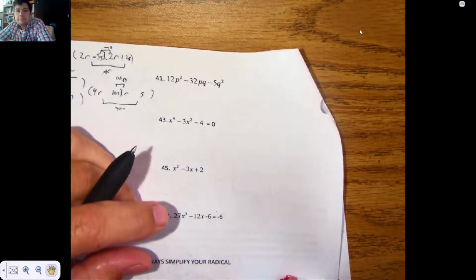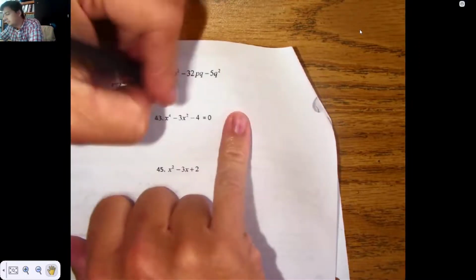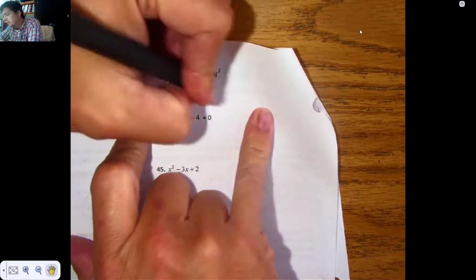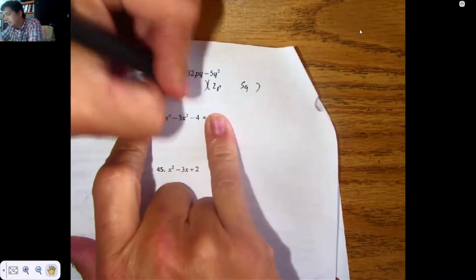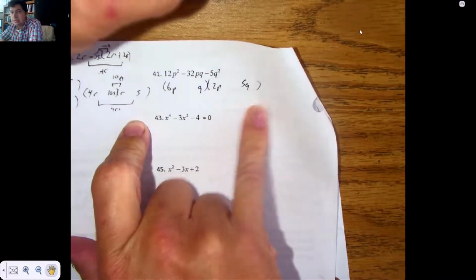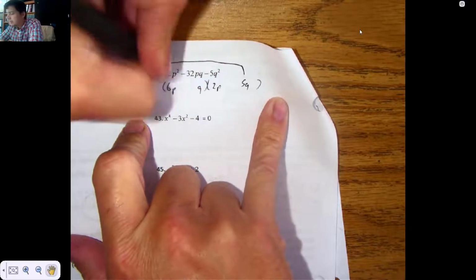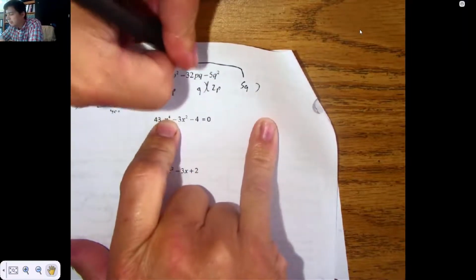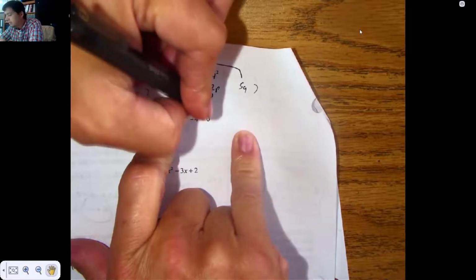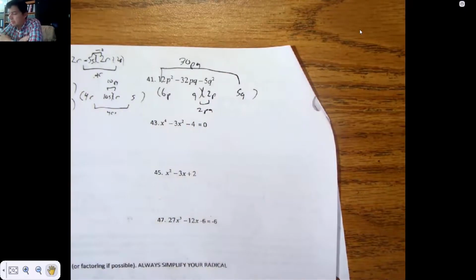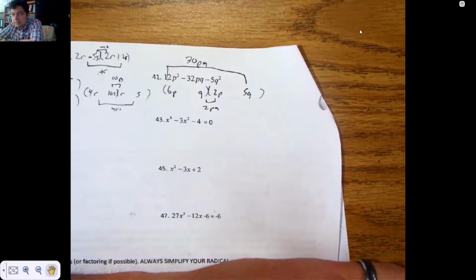41, we'll just see, we got some P's and some Q's. Let's try a 6P and a 2P. And let's try a 5Q here and a Q there. And that should work. That's going to make 30PQ. That's going to make 2PQ.